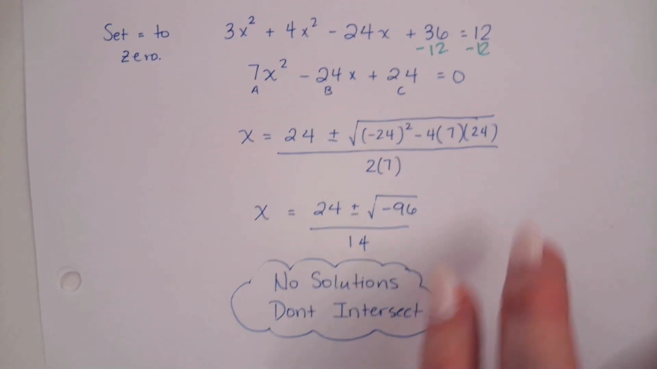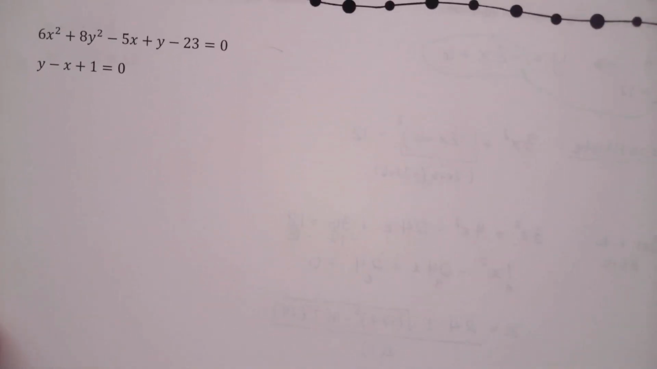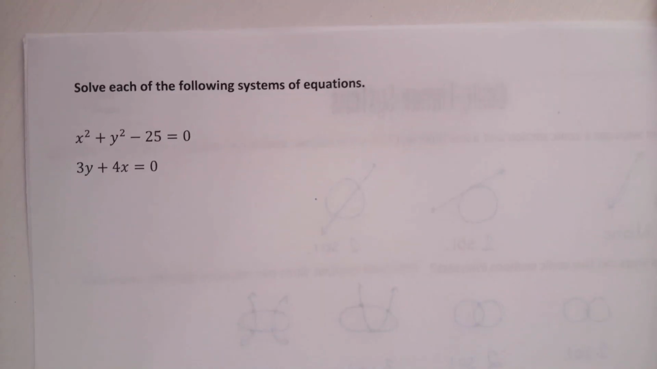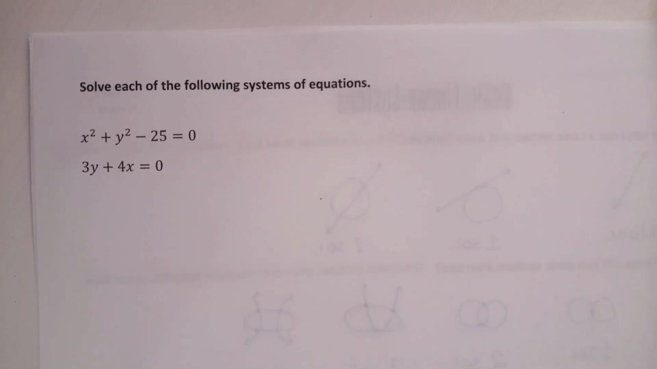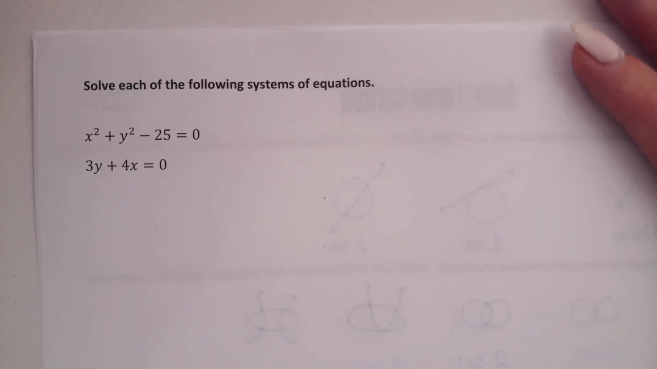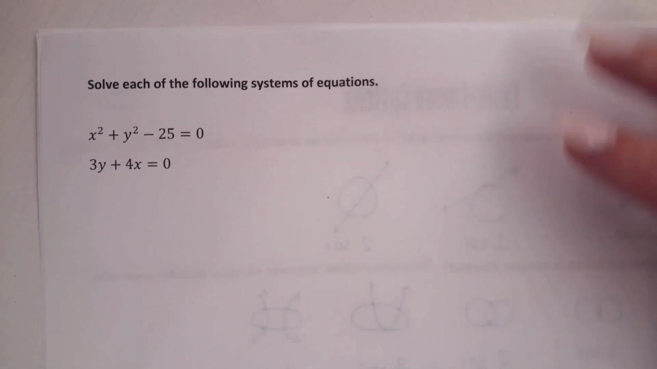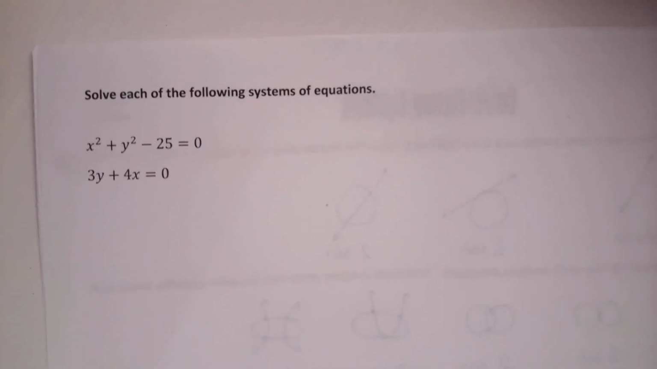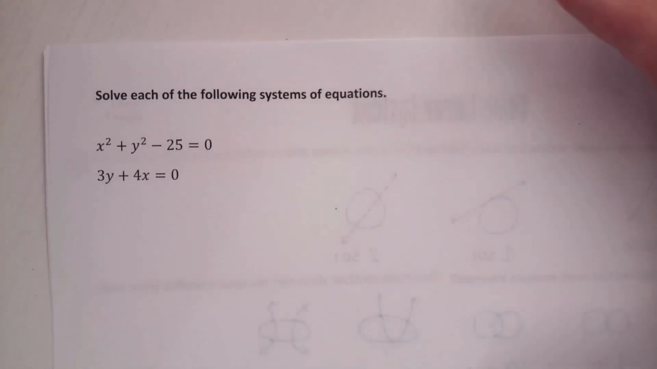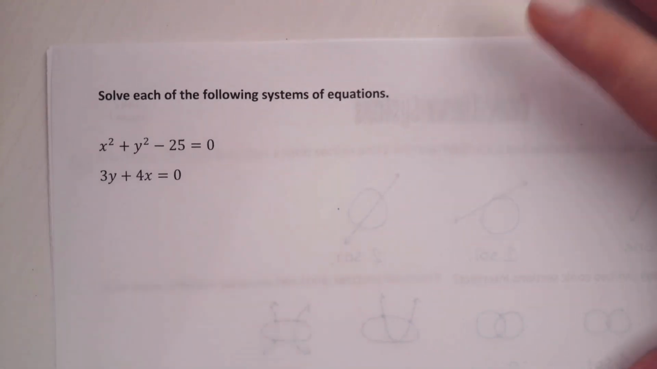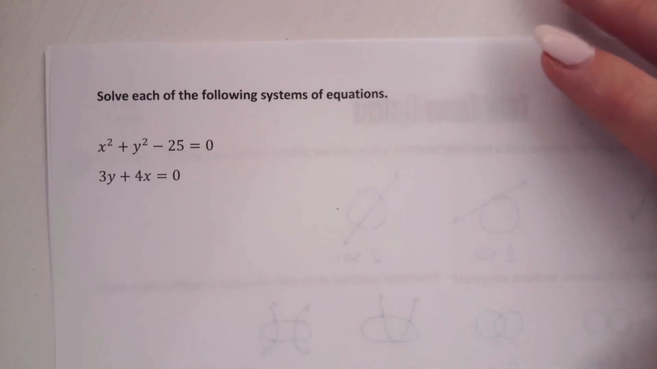All right, looking at the next one. What shape is that top conic? It's a circle. So we have a circle and a line. We do need to isolate a variable in order to do substitution. Which variable would we like to isolate? Y on the second one?